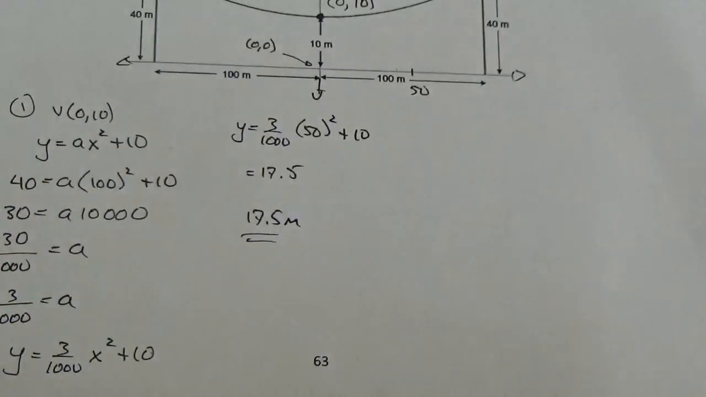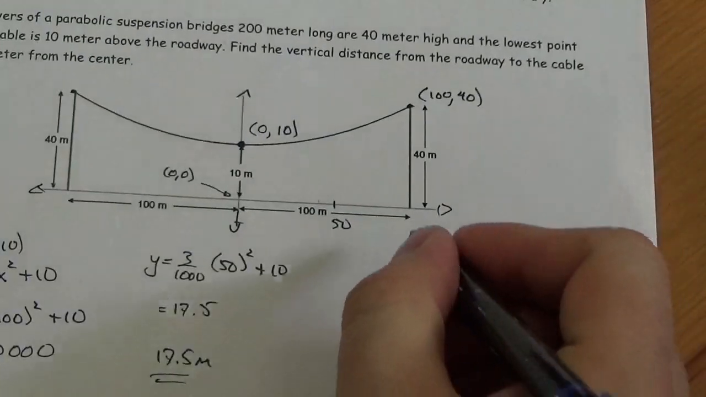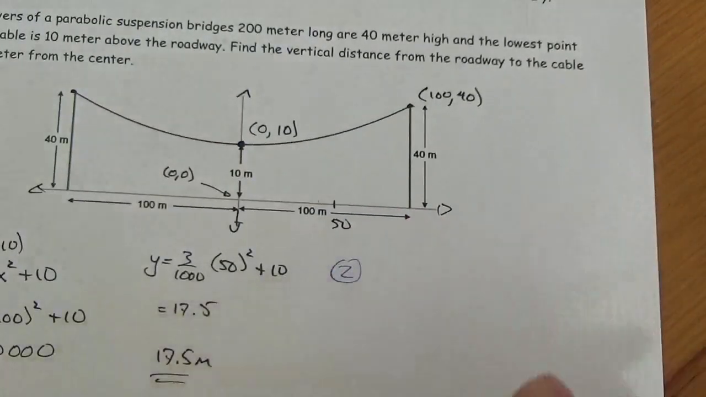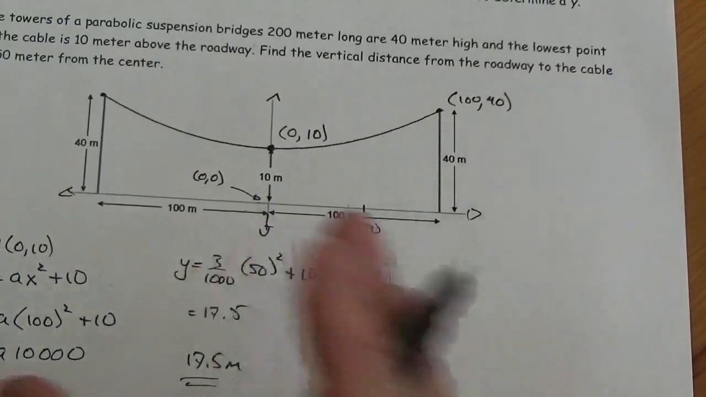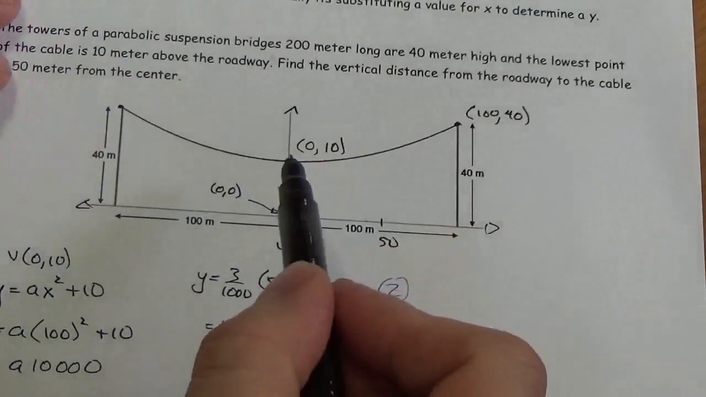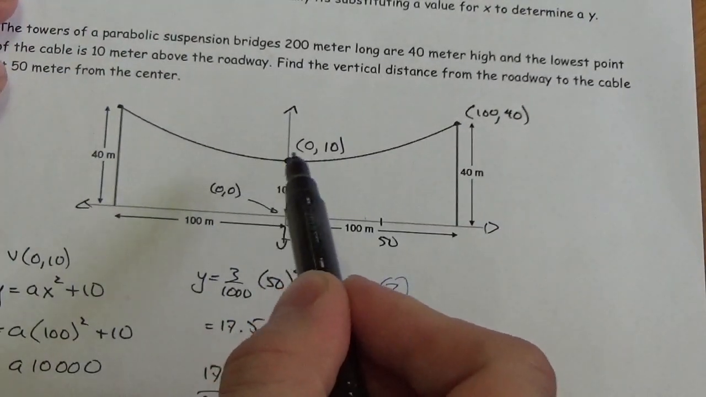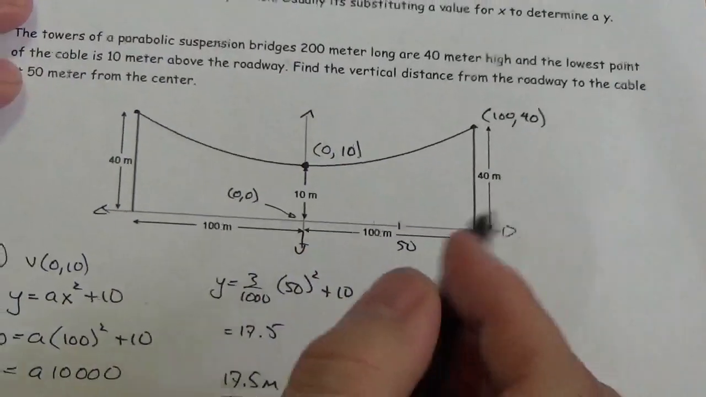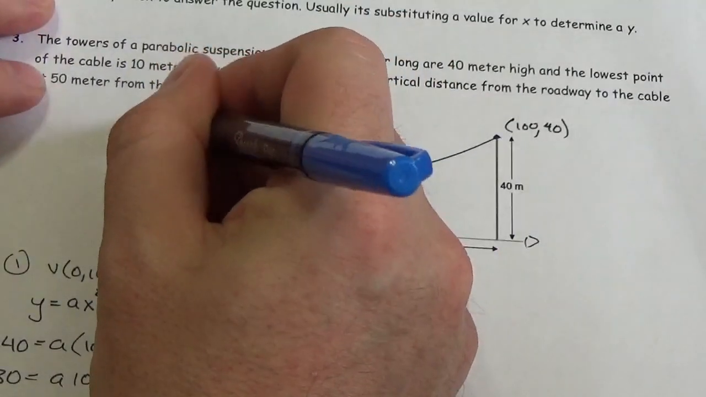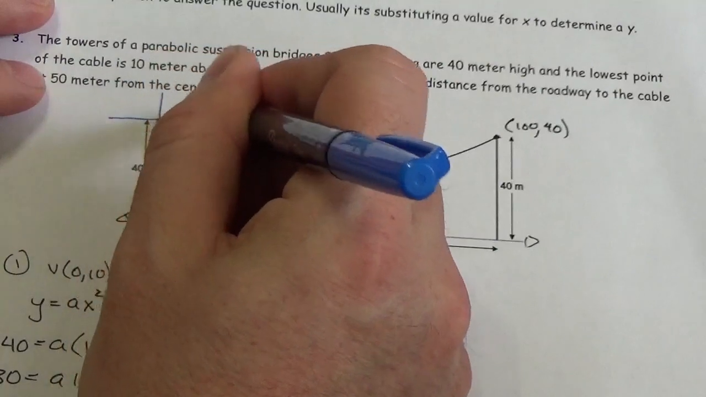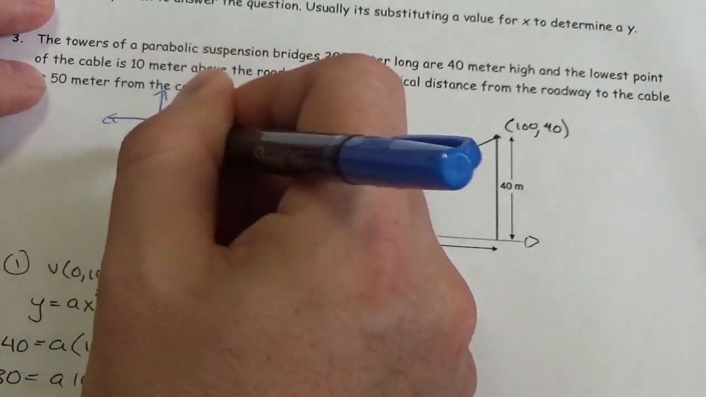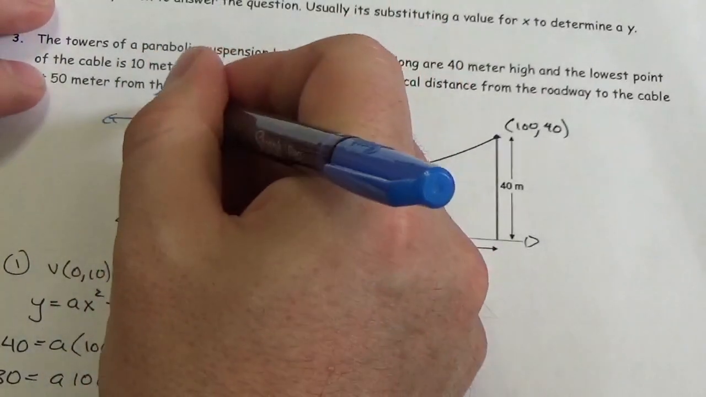Now, I'm going to switch colors here. Let's do this again, but let's put our origin someplace else. So this is going to be my method 2. And I could actually do this a couple of different ways. I could put the vertex there if I wanted, but I'm going to make this a little bit more difficult. I am actually going to put the origin right here, just to show you what you can do here.